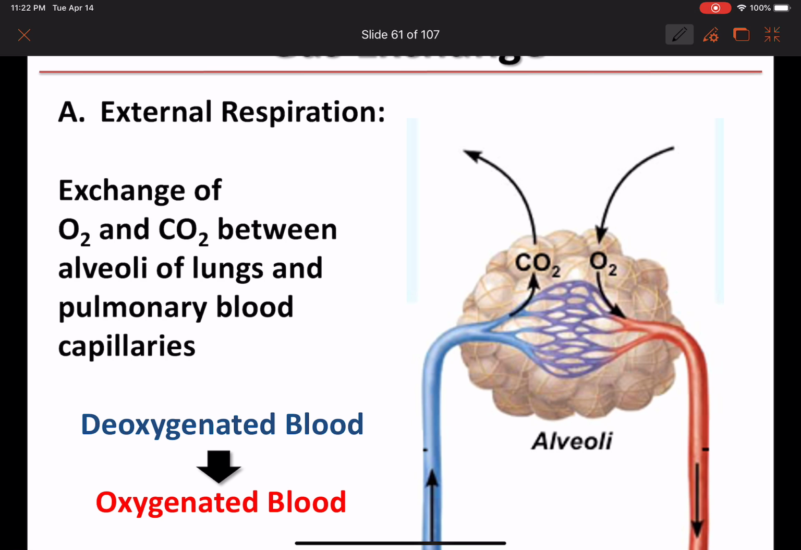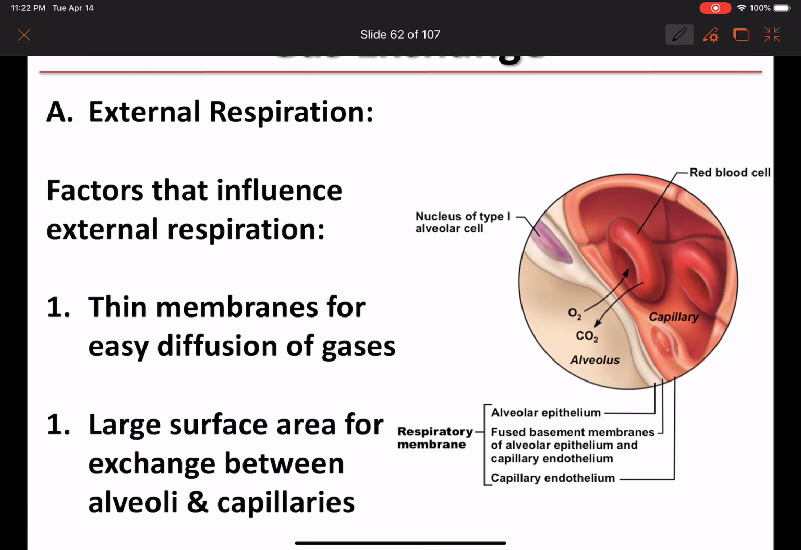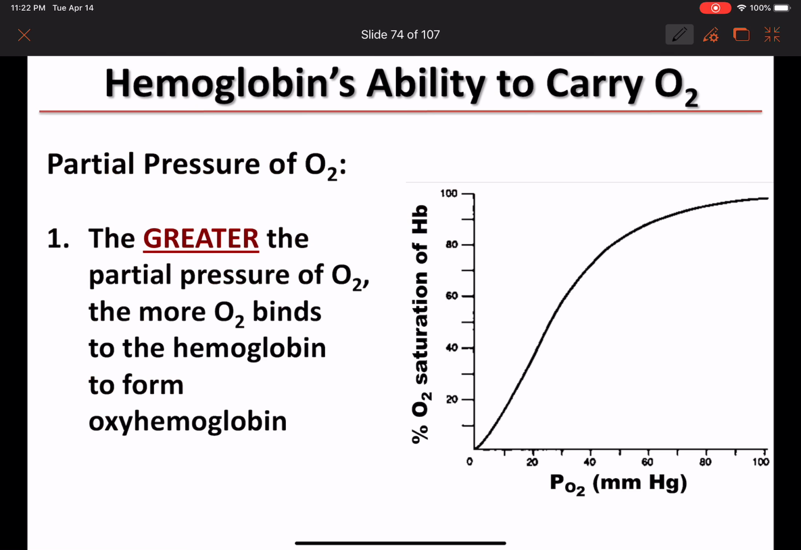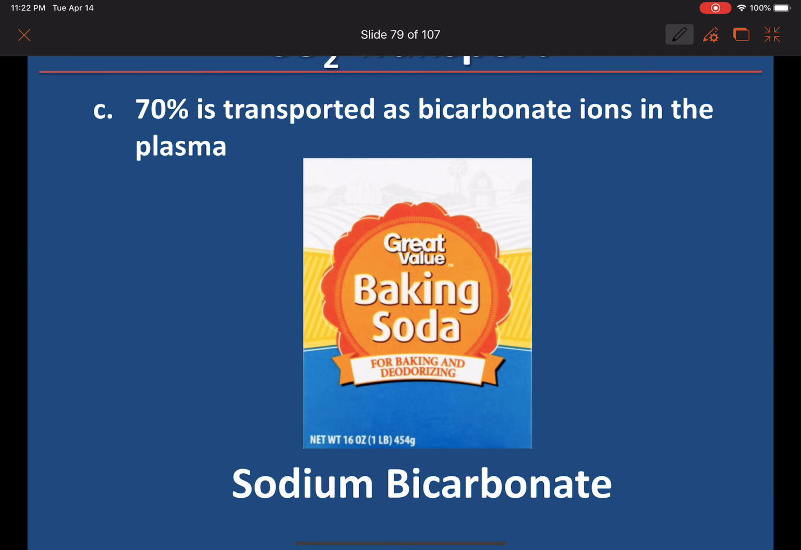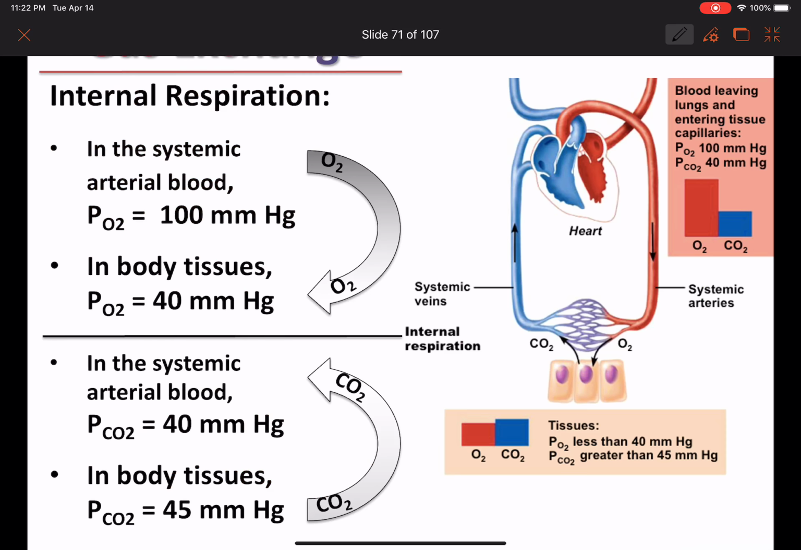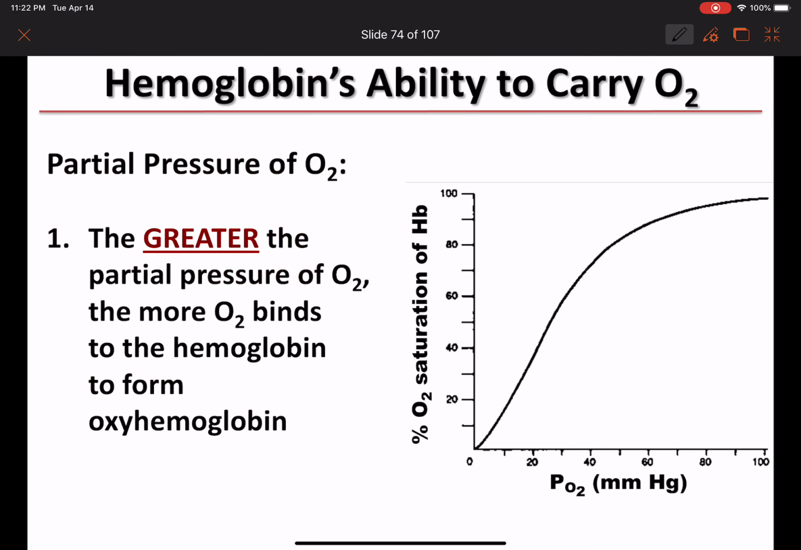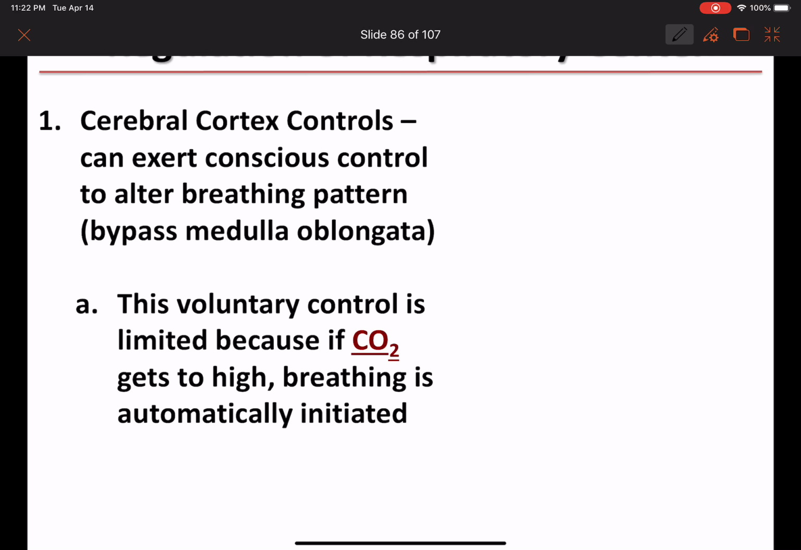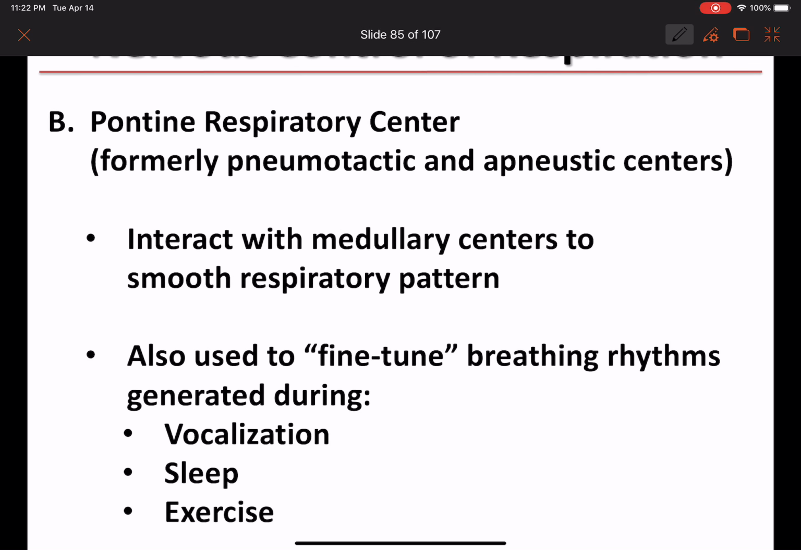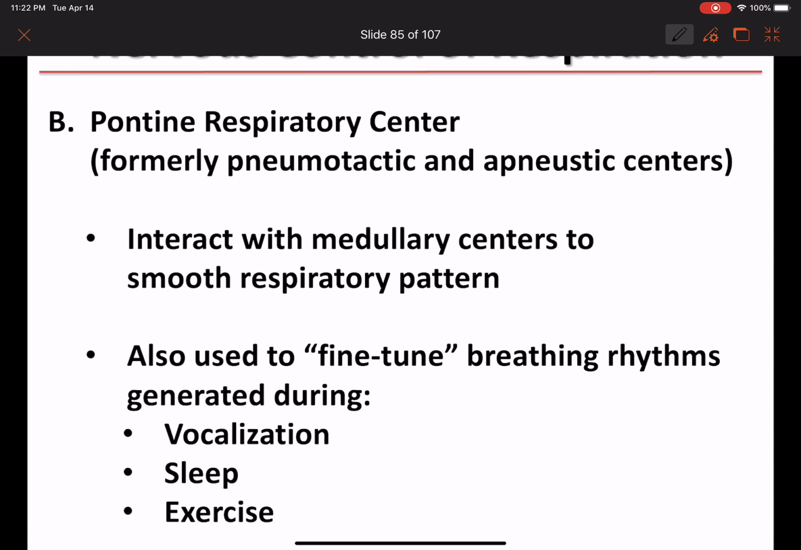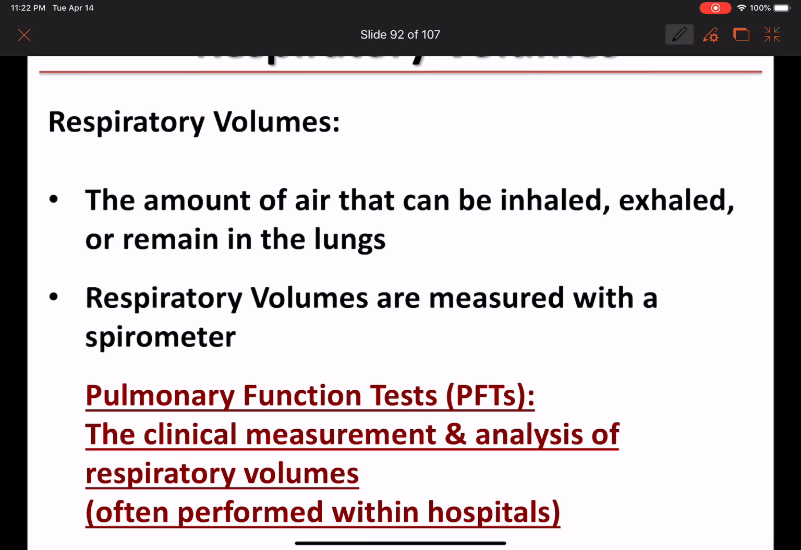All right, so enough about partial pressures. Let me look ahead a little bit further. Now we're going to go into internal and external respiration a little bit more thoroughly. Then we're going to talk about the main buffer system of our blood, and some other concepts related to that, and then talk about our respiratory drive in our brainstem before finally going into pulmonary volume.